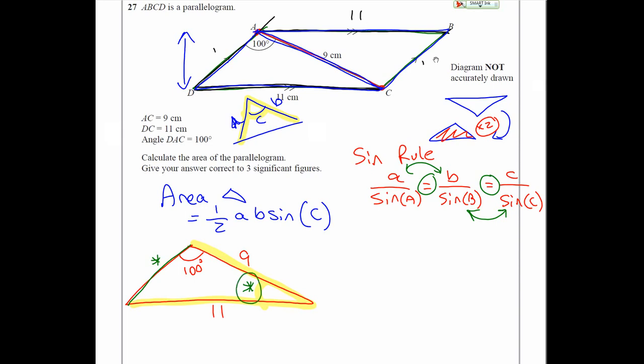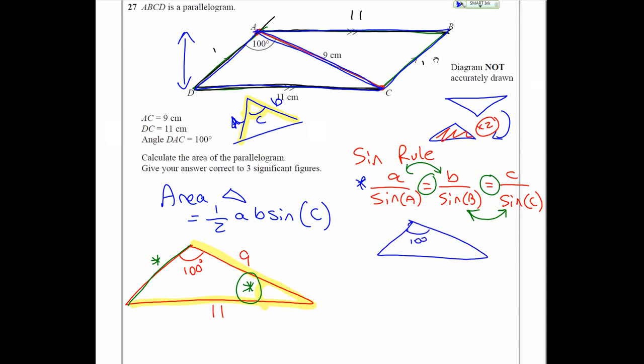So let's think about what we said about the sine rule and the different ratios. Sine of 100 is in the same ratio to 11 as 9 is to sine of this angle. So let's do this in a different triangle so I don't confuse our area one too much. Let's leave that one for now. So let's draw it again.